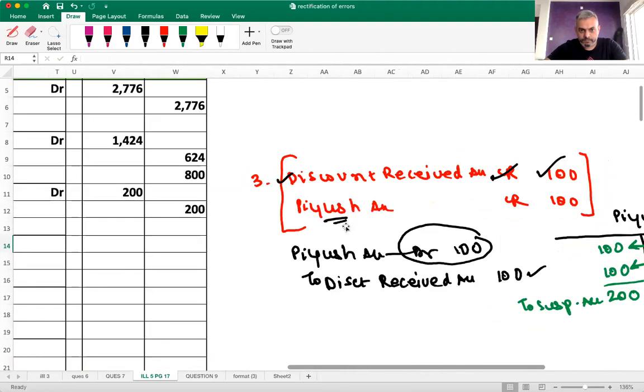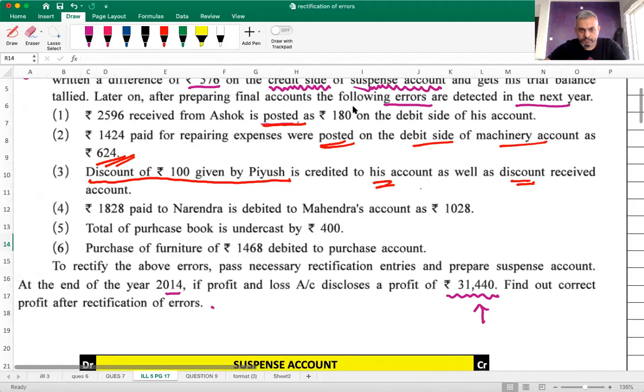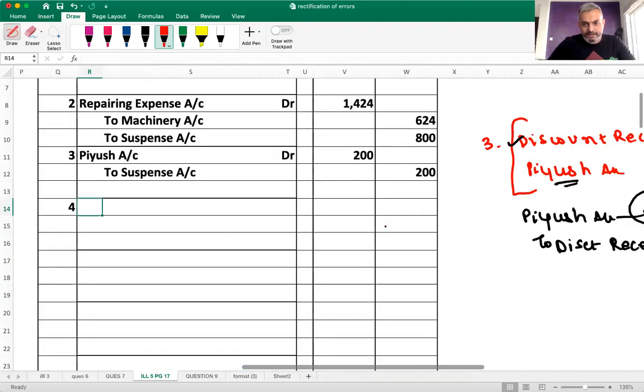Fourth: rupees 1828 paid to Narendra is debited to Mahindra account as 1028. So wrong account, Mahindra instead of Narendra, and the wrong amount also. So two mistakes have happened. So paid to Narendra. Let's write the correct entry.